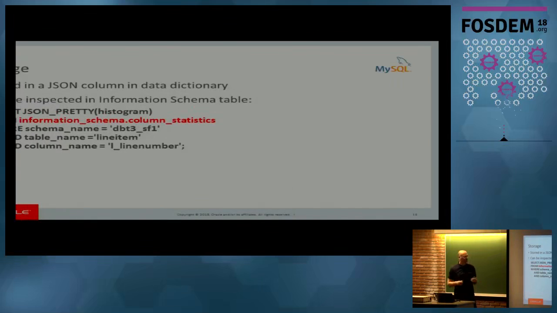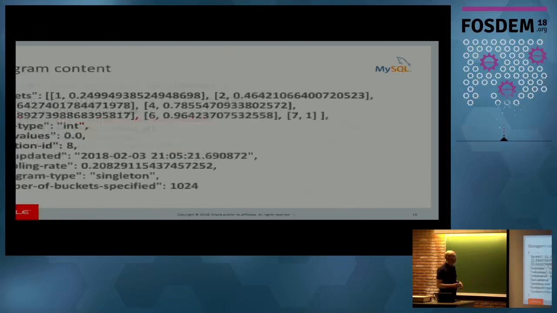The histogram is stored in a JSON column in the Data Dictionary. And you can use an information schema table or view to inspect the histogram. So I select from the column statistics view of the information schema, and then I specify the schema name, table name, and column name to get the histogram for a specific column. And then you will see something like this.